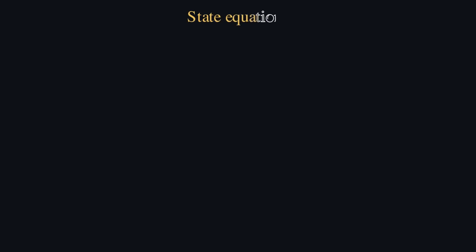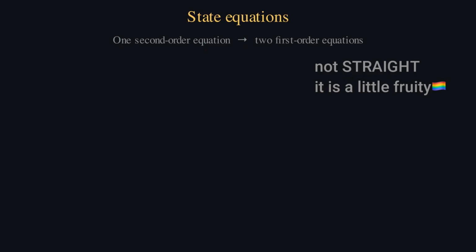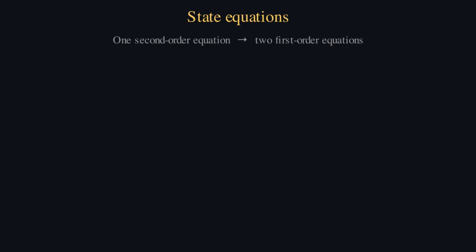So far, we have a single second order equation, but in systems theory, there's an extremely powerful alternative way to represent the same system, and it is through state equations. The idea is this. Instead of working with a second order equation, we turn it into two first order equations by introducing two state variables: x1, which is going to be the position, and x2, which is going to be velocity.